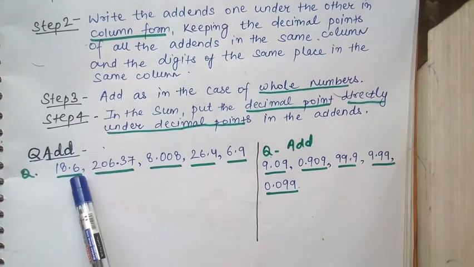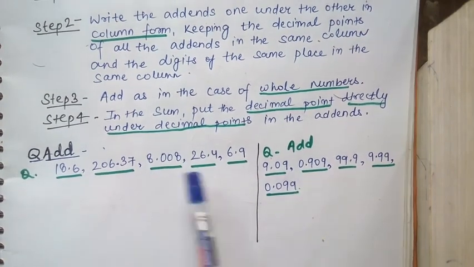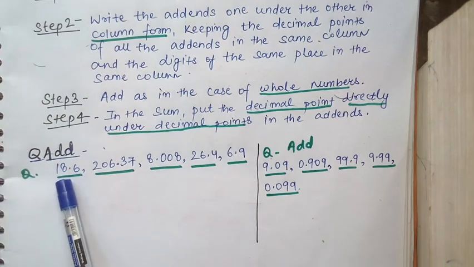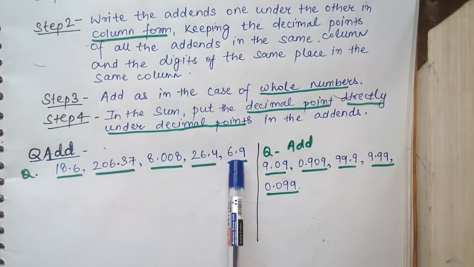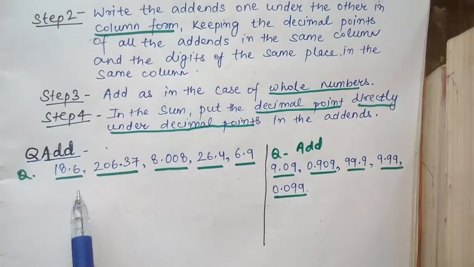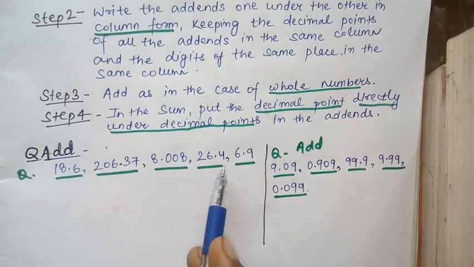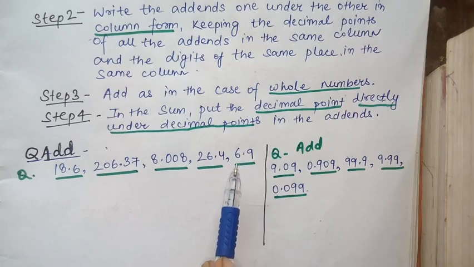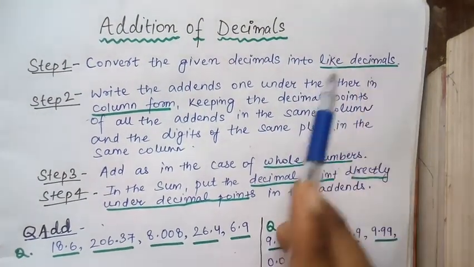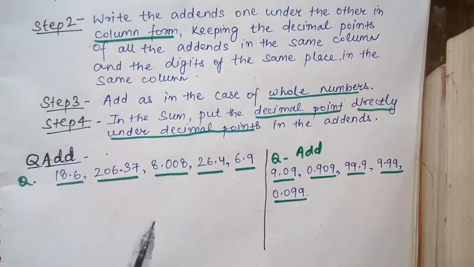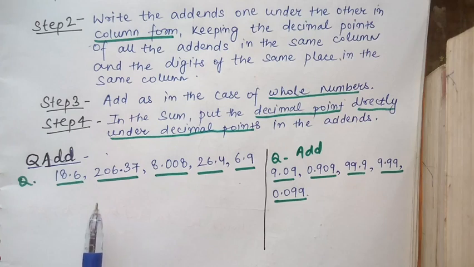In this I have taken two questions. In the first question we have to add these 5 decimals. Now students, the first step is to convert these 5 decimals into like decimals. We know that decimals having the same number of decimal places are known as like decimals.